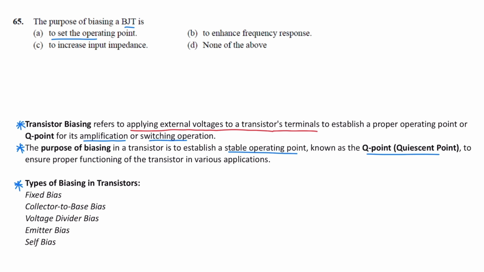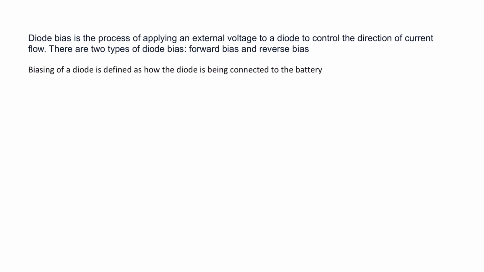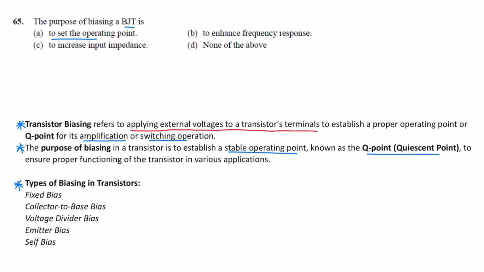Similarly, for a diode, biasing is a process of applying external DC voltage to control the direction of current flow. In a diode, there are two types of bias: forward bias and reverse bias. Biasing of a diode is defined by how the diode is connected to the battery. These external voltages are DC voltages. Correct option is A.